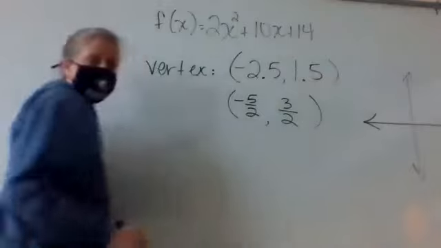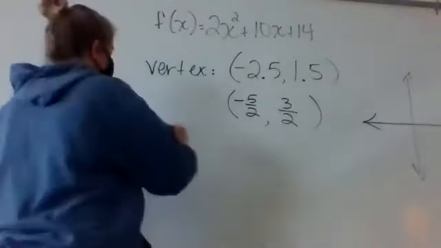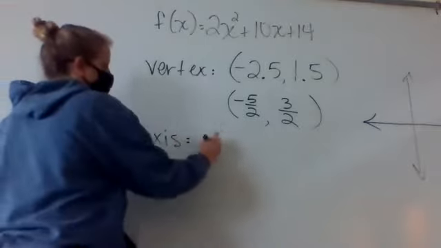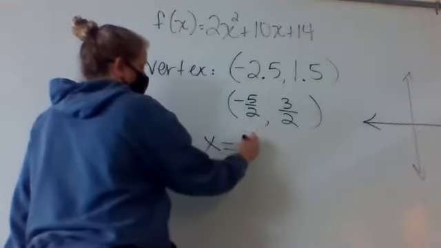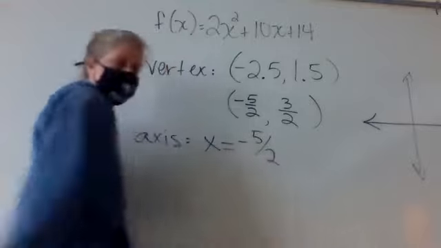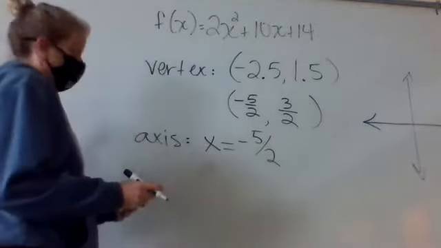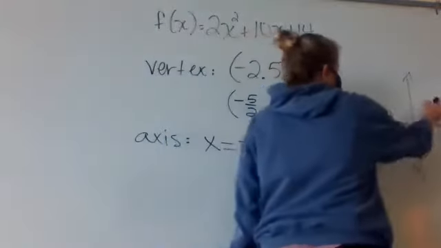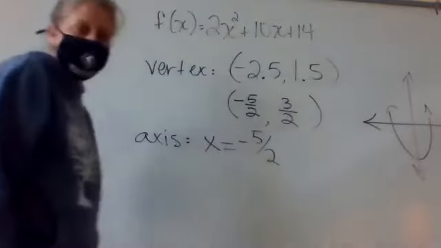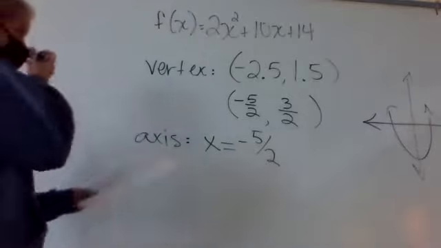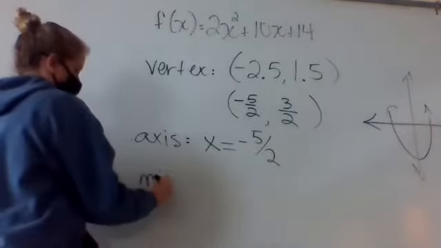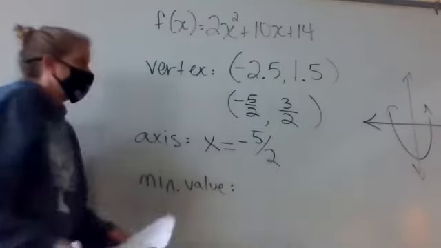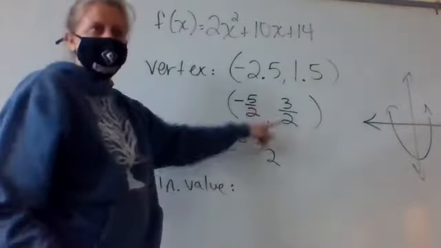I can get all the rest of my answer from that part right there. The axis of symmetry is x equals the x coordinate, so x equals negative 5 halves. Again, this one was right side up, right? Doesn't matter where it is. I'm just deciding if it has a minimum or maximum. So this one has a minimum value of this y coordinate, which is 3 halves.